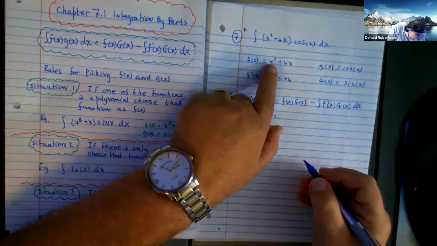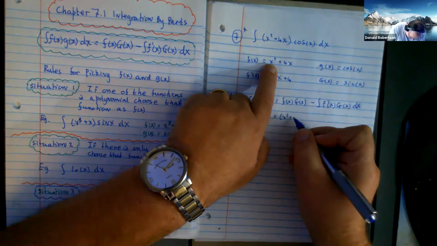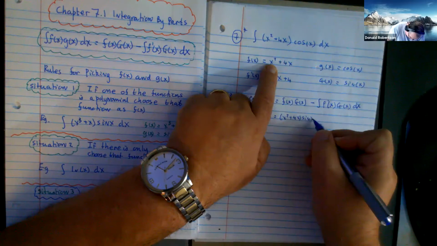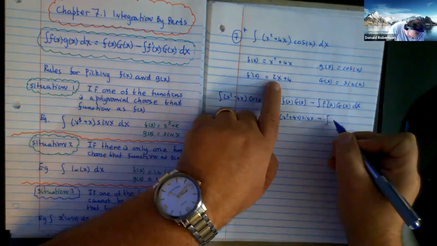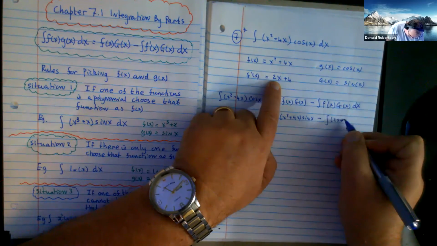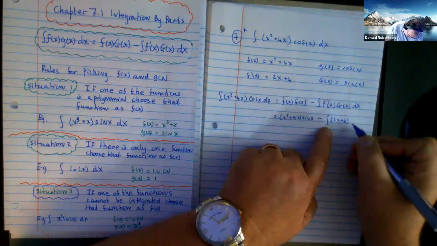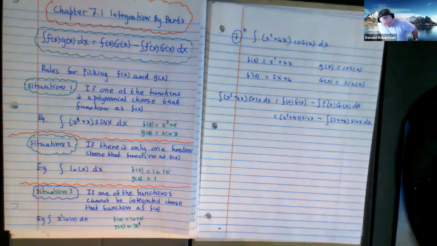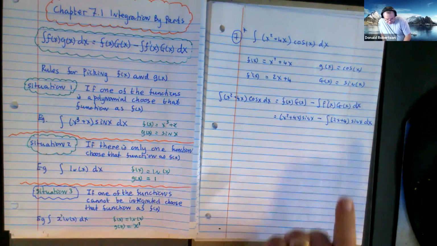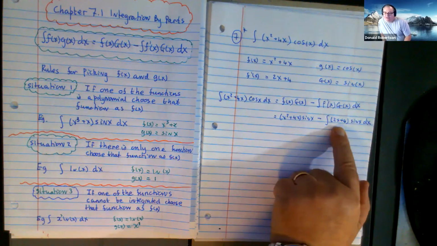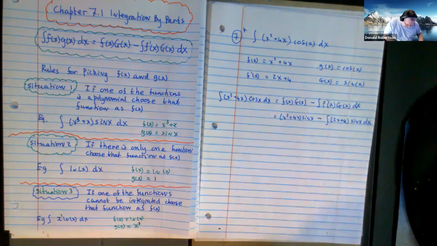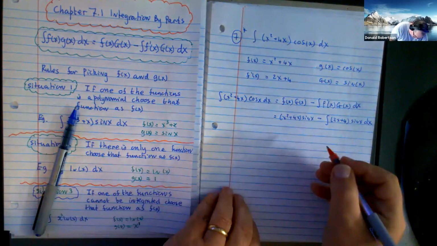This guy times this guy. Take away the integral of this guy times that guy. Would you agree that this integral needs to be done with an integration by parts? So I'll just set it up.